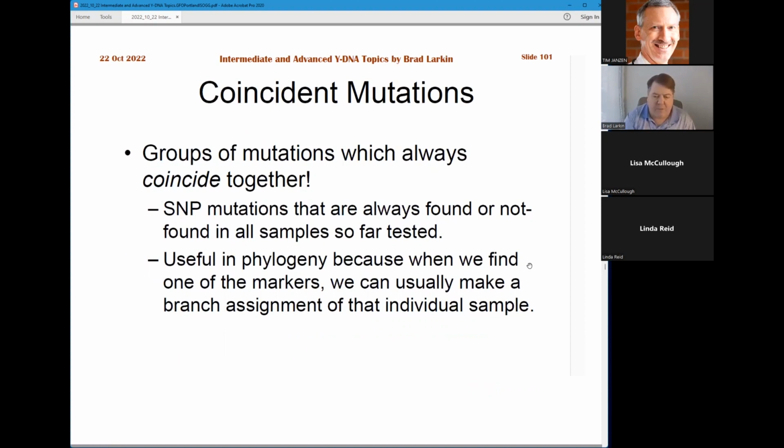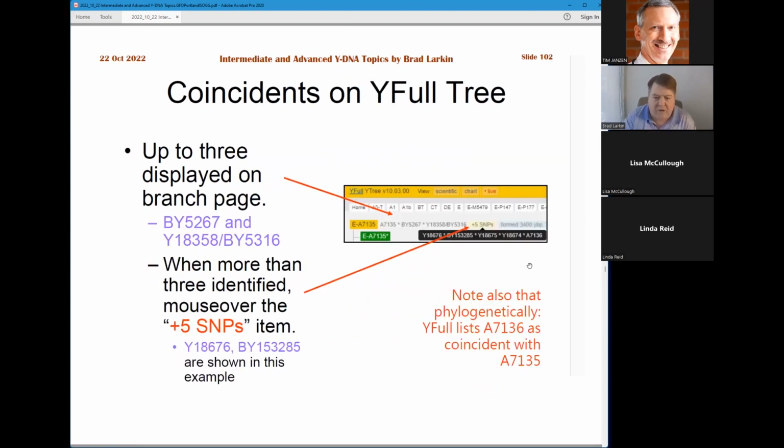Coincident mutations are groups of mutations which always coincide together, meaning every time we find somebody that has one, they'll also have the other. They're useful in phylogeny because when we find one of these markers, we can usually make a branch assignment of that person. So how coincidents are displayed, like on the Weifel tree, here, this is a branch A7135. To the right, it shows coincidents such as BY5267, Y18358. When there's more than 3 coincidents, they have an abbreviation. What coincidents also mean is that on the phylogenetic tree, they're going to be equivalent, each one at that same branch level.